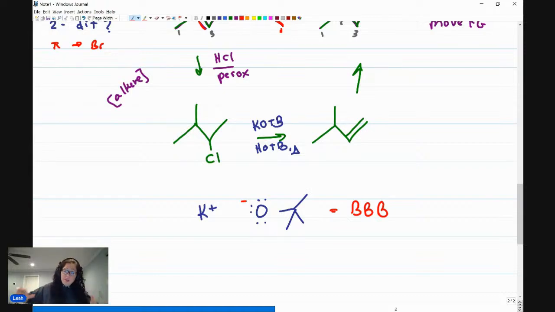It is so big and bulky, it has to go to the less substituted position. It grabs the least substituted hydrogen, which is going to be the terminal one right here. And then I get my alkene.